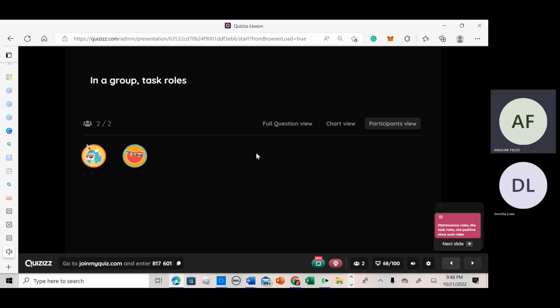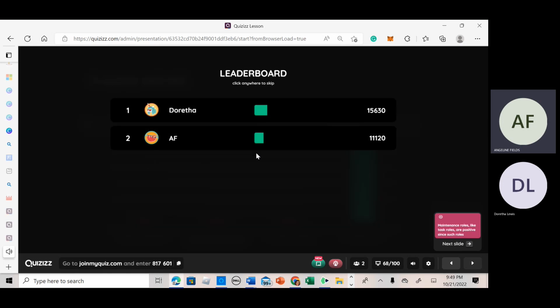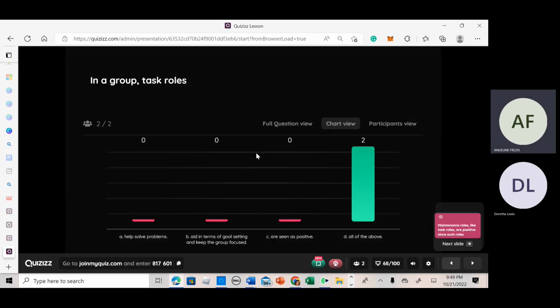In the group task roles, they help solve problems. They aid in terms of goal setting and keep the group focused, and they are also seen as positive. So the group specialists classify member roles as task roles, maintenance roles, and self-serving roles.